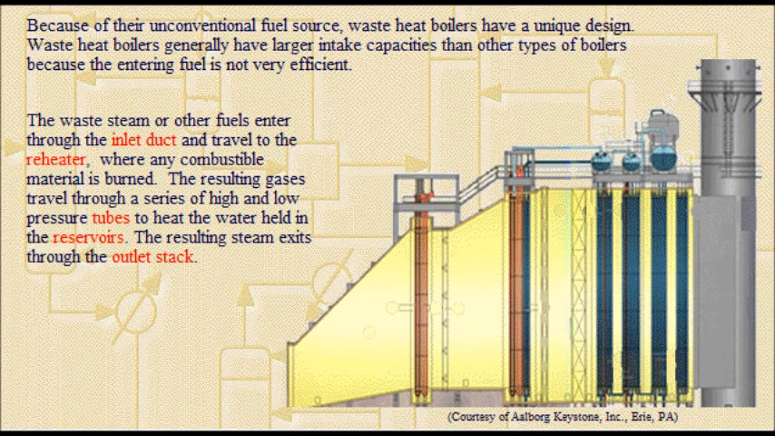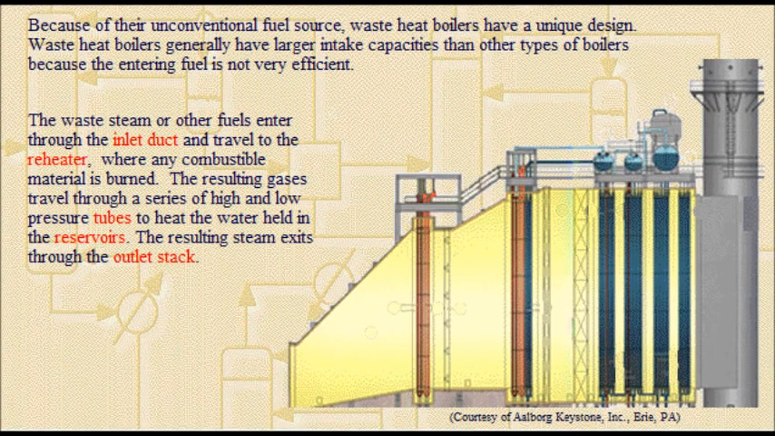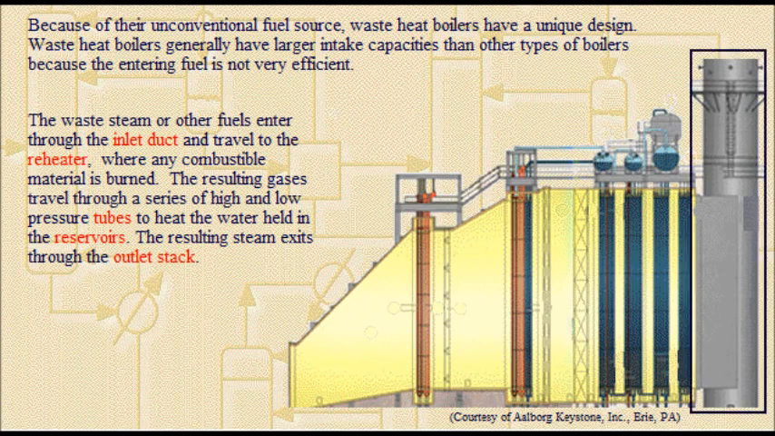Waste heat boilers generally have larger intake capacities than other types of boilers, because the entering fuel is not very efficient. The waste steam or other fuels enter through the inlet duct and travel to the radiator, where any combustible material is burned. The resulting gases travel through a series of high and low pressure tubes to heat the water held in the reservoirs. The resulting steam exits through the outlet stack.